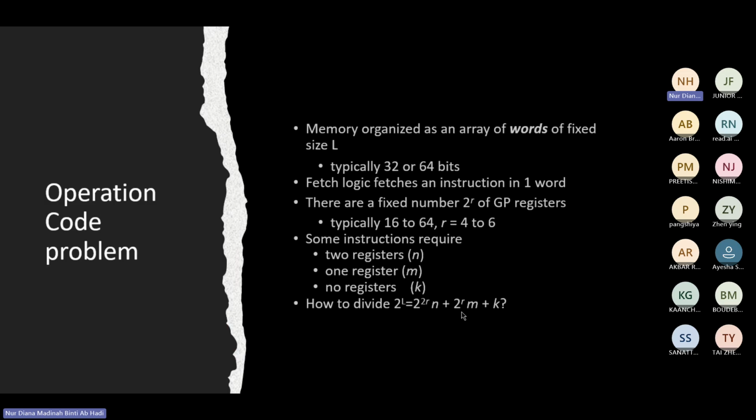Okay, so the operation code problem. Memory is organized as an array of words of a fixed size L, typically 32 or 64 bits. So the fetch logic will fetch the instruction in one word. There will be a fixed number, 2 to the power of R, of GP registers. Typically 16 to 64, where your R would be 4 to 6.